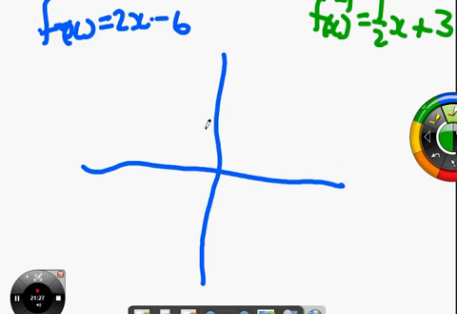So if we were to plot this, let me plot the original. So remember the original, it was cutting at minus 6. I'll put my minus 6 there. And it was also cutting at 3. I'll put my 3 there. So the graph was like this.